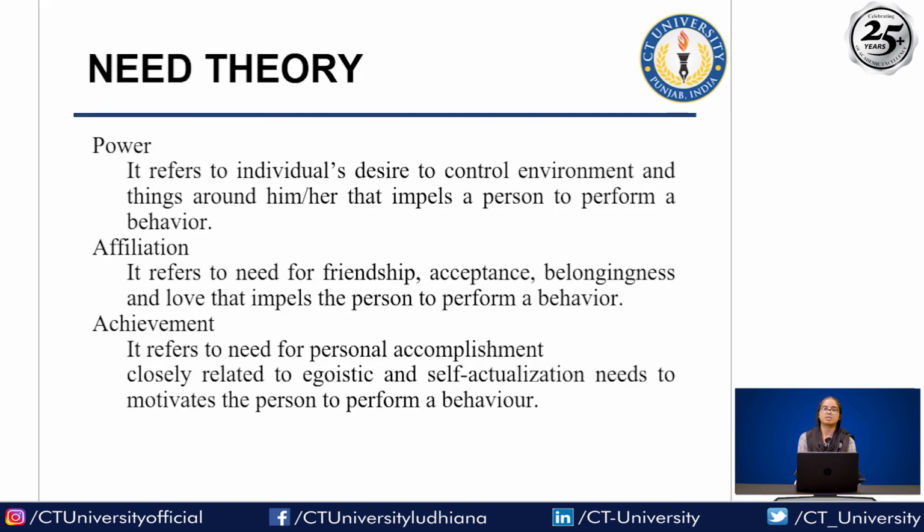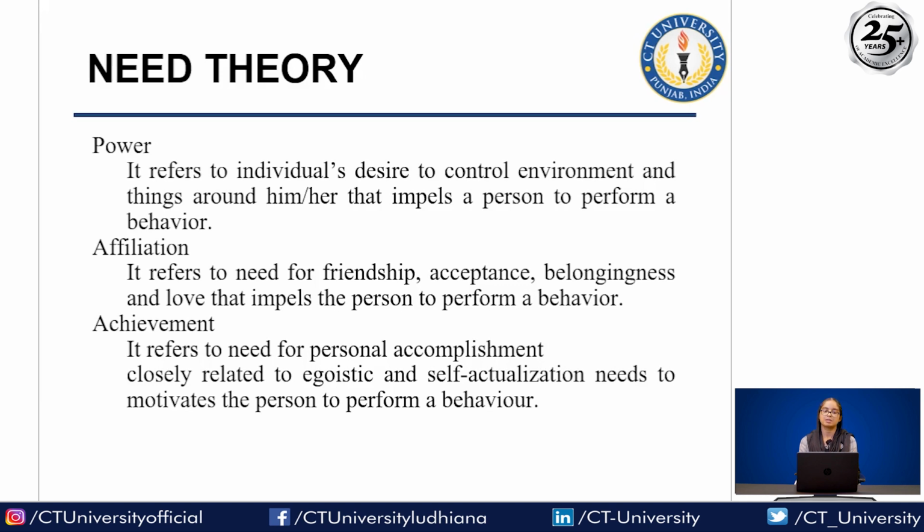And the last theory in this whole process is need theory. Need theory explains that there are 3 basic types of needs in the individual. First is need for power, then need for affiliation, and then need for achievement. Need for power refers to the individual's desire to control the environment and things around him that impels a person to perform a behavior. People having high need for power try to control the behavior of other people around them. For example, the people who go with you when you are shopping, having high need for power, mold your purchase behavior by telling you that this product is better than the others.